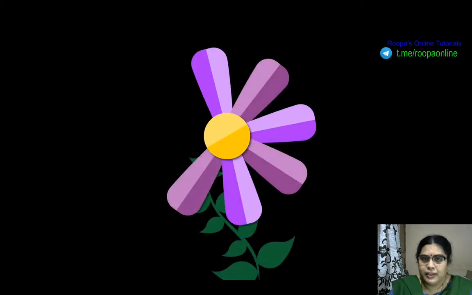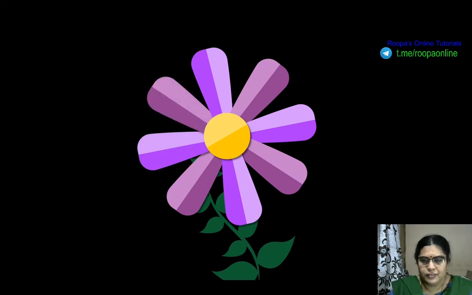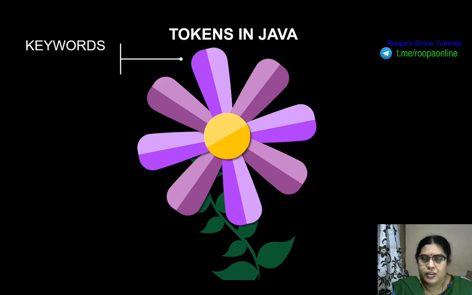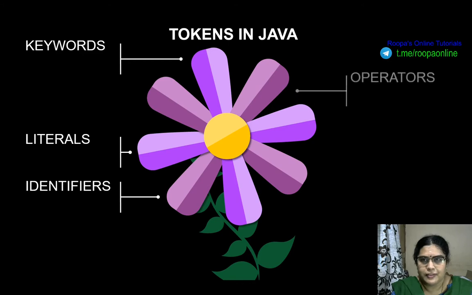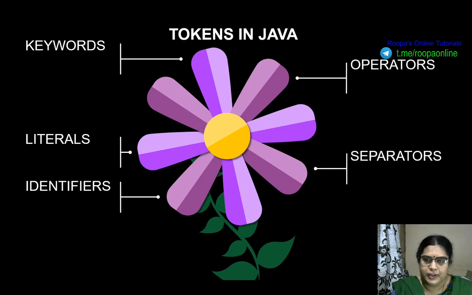So here you can see tokens. Tokens are defined as the individual elements in Java. The smallest individual element in Java is known as tokens. There are 5 types of tokens in Java. Those are keywords, literals, identifiers, operators, separators. So these 5 are the main tokens in Java.